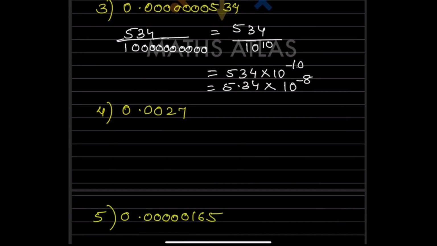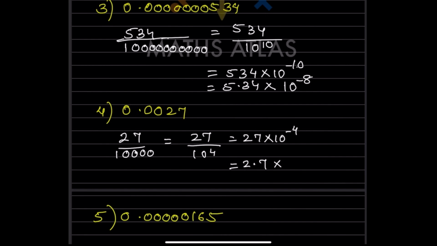Now for the next one, if I take here 27 and if I go here 1, 2, 3, 4, so that is going to get divided by 1, 2, 3, 4. So this is going to be 27 divided by 10 raised to 4. If I take it in the numerator, that should be 10 raised to minus 4. But 27 again is a bigger number, so I have to make it smaller. So 2.7 into 10 raised to minus 3.